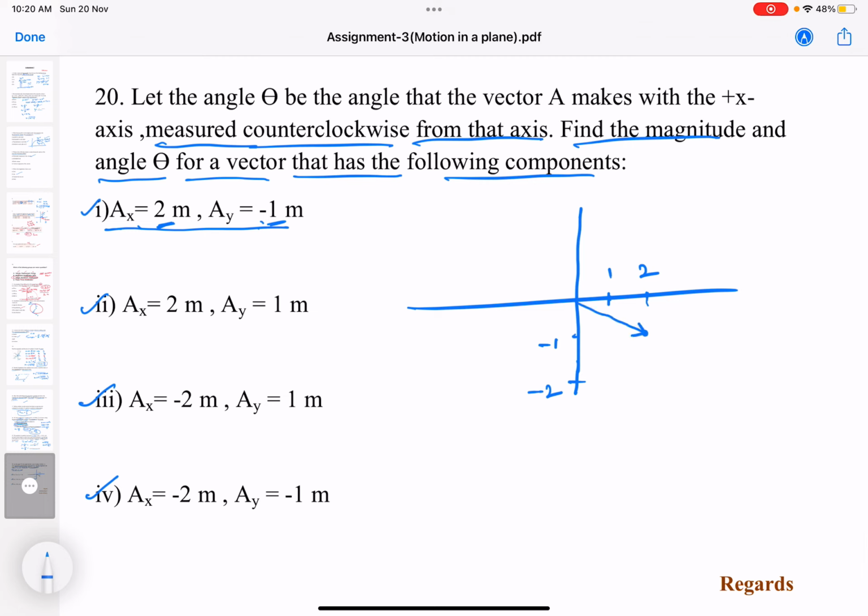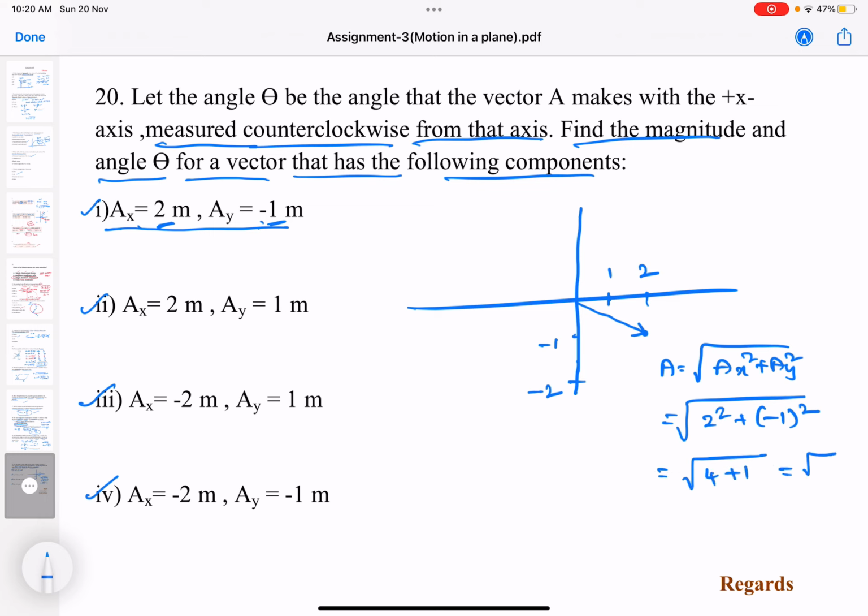Okay, find out the magnitude. Magnitude A equal to under root of Ax square plus Ay square. That is nothing but under root of Ax square, which is 2 square, plus Ay square, which is minus 1 whole square. That is root of 4 plus 1. That means you will get the answer as root 5.